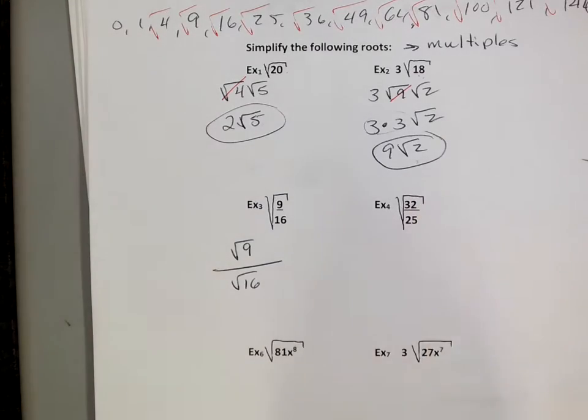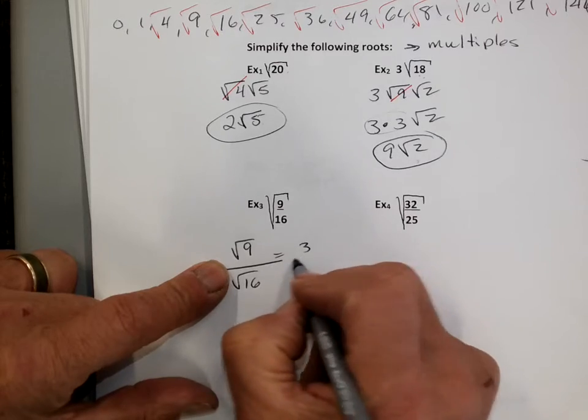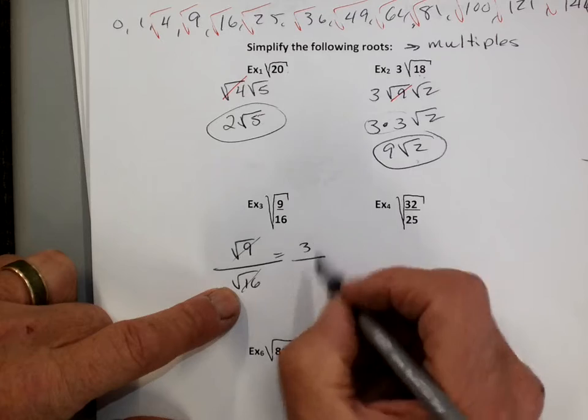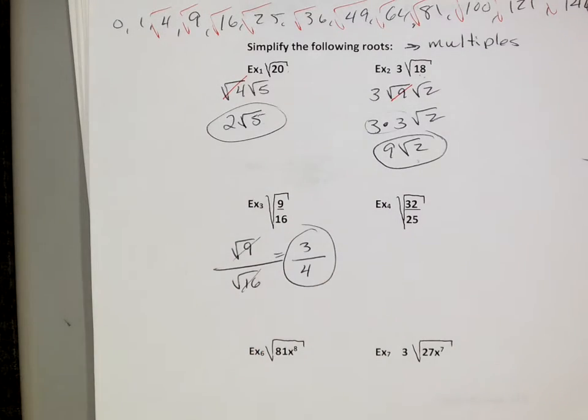And if you break it up into 2 different square roots, then you can see right off the bat that if we have the square root of 9, we can rewrite that as plain old 3, because the square root of 9 is 3. And the square root of 16 becomes a 4. So it becomes a rational number. Not irrational, but a rational number. Okay. Example 4, we can do the same thing.